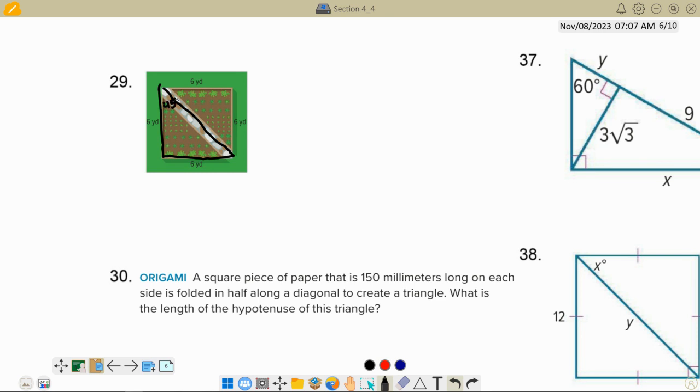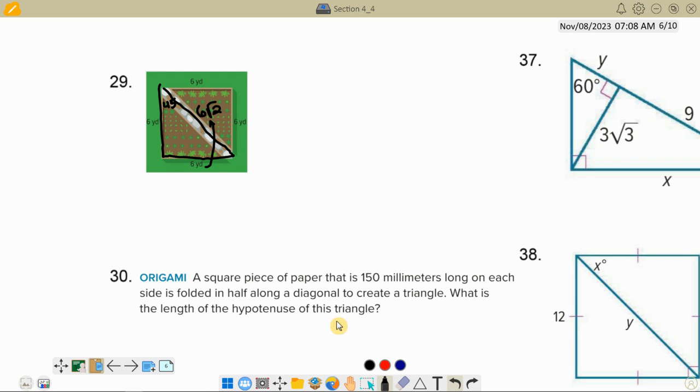And it was in my video on the first day that we talked about these deals that when you cut the square in half, you get a 45, 45, 90 triangle. And to get from the leg to the hypotenuse, you multiply by the square root of 2. So we get 6 square root of 2 for the hypotenuse. That's what they're looking for. How long is this pathway right here?